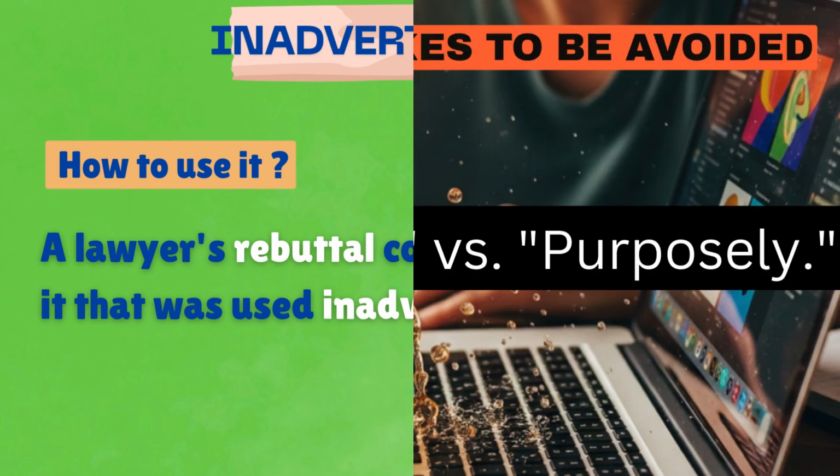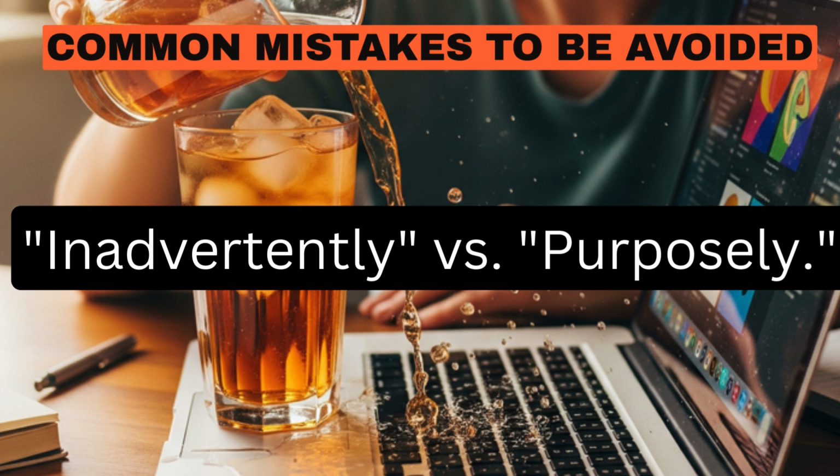Now let's move forward and see what mistakes you have to avoid while using this word. Inadvertently and purposely are exact opposites, and we have to find the key difference in them. Inadvertently means by mistake or without intention. Purposely means on purpose with a clear intention. So don't confuse these two words.